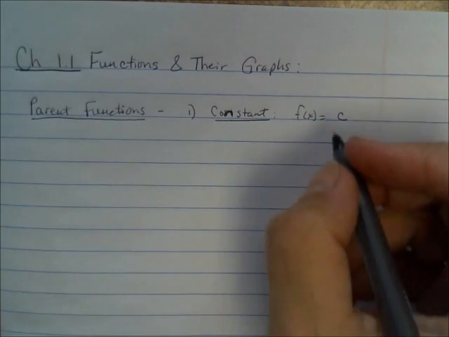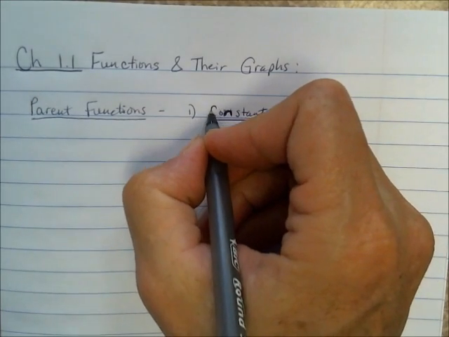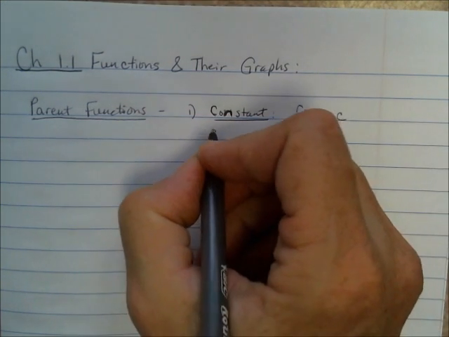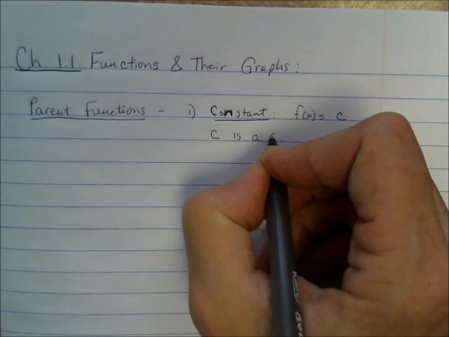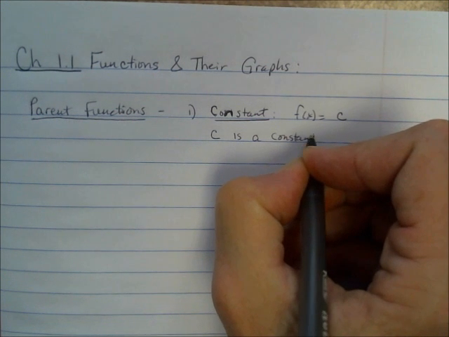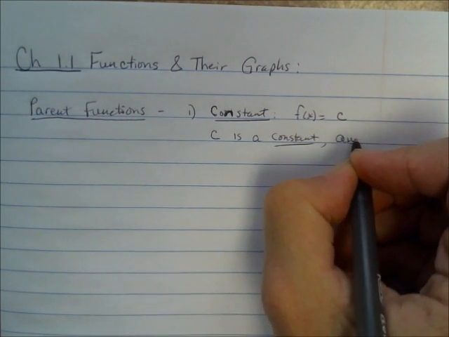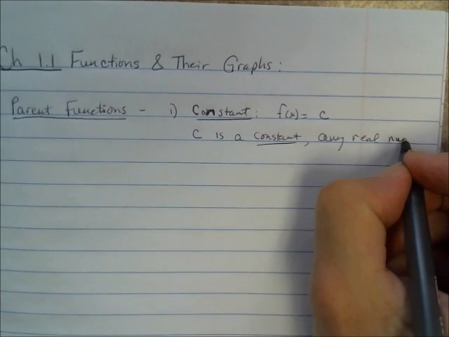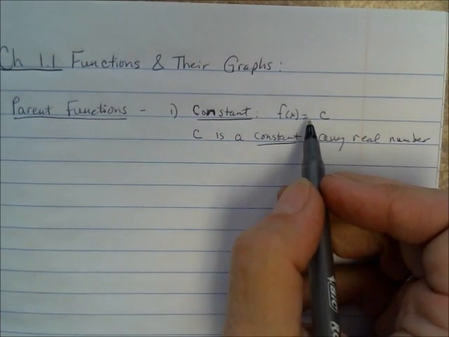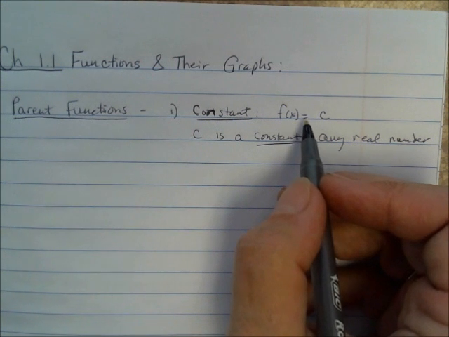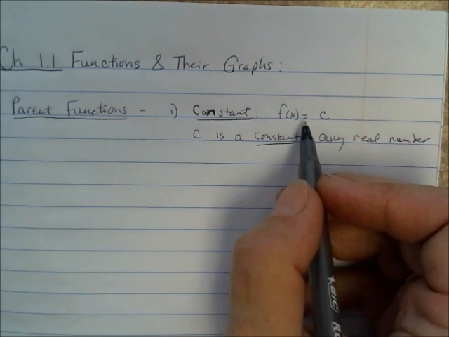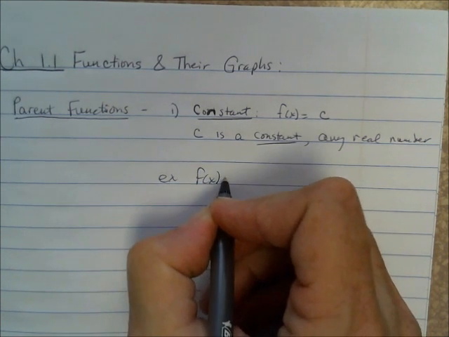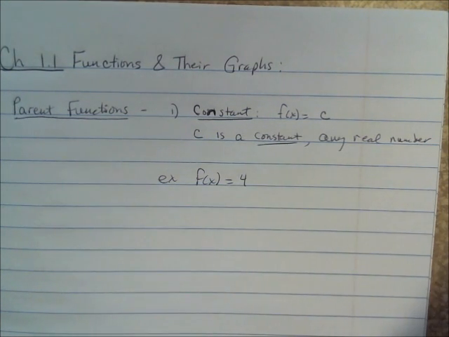And c is called the constant, c for constant, and a constant is any real number. It can be positive, negative, radical, fraction, decimal. It can be anything. For example, if you have f of x is equal to 4, that's a constant function.